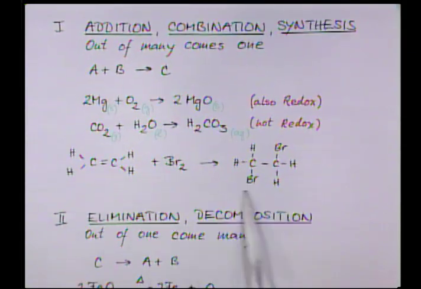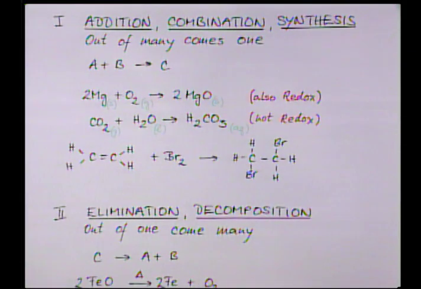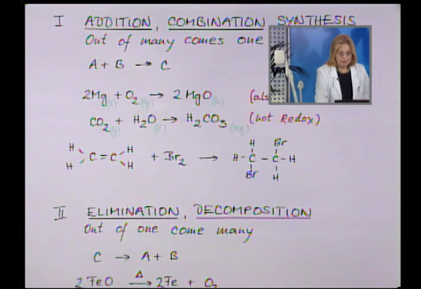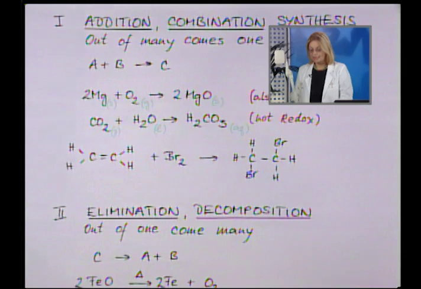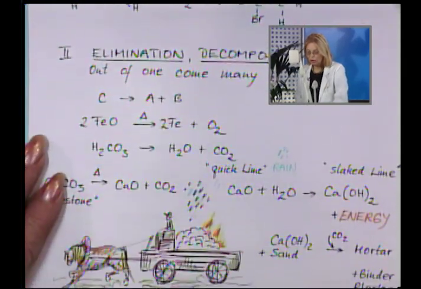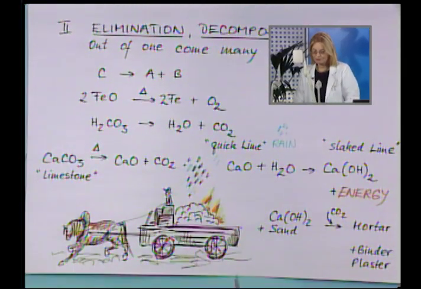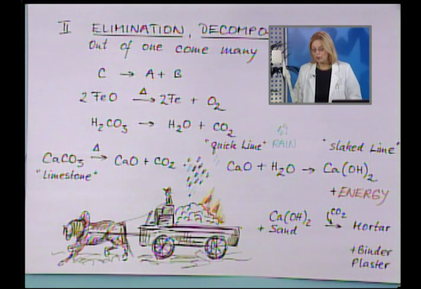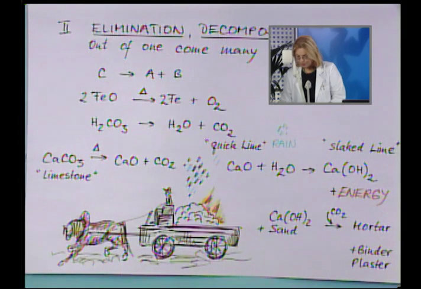In organic chemistry, we have an example of the saturation of double bonds with a substrate molecule, such as bromine or water or something else, and then we get the addition product. The next type of reaction is elimination or decomposition, which is practically the reverse of the addition reaction.